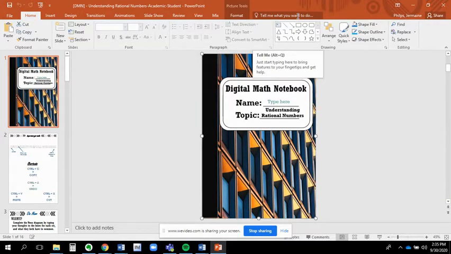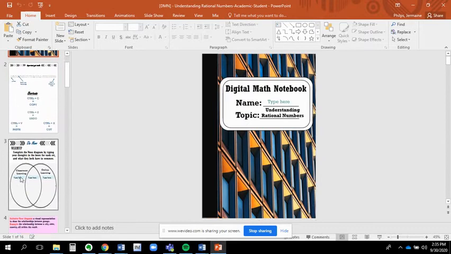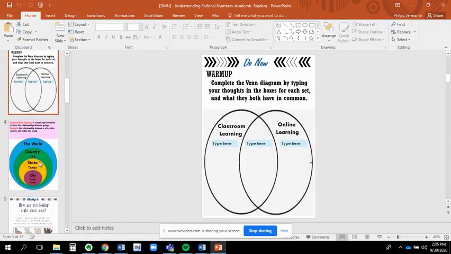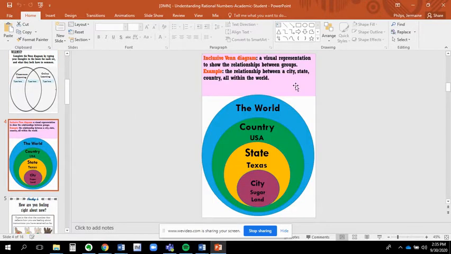This is another one of the digital math notebook reviews from what was talked about in class. This one is over understanding rational numbers. So let's get right into it. We're going to skip the Do Now slide and talk a little bit about slide number 4.